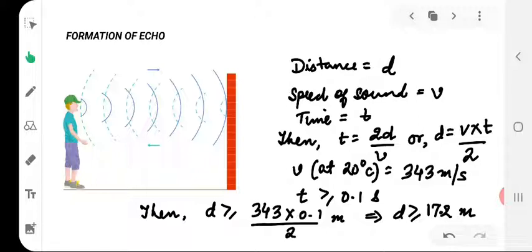The speed of sound increases with the rise in temperature. Therefore, the minimum distance in air between the observer and the obstacle for an echo to be heard clearly at temperatures higher than 25 degrees Celsius is more than 17.2 meter. In rooms having walls less than 17.2 meter away from each other, no echo can be heard.